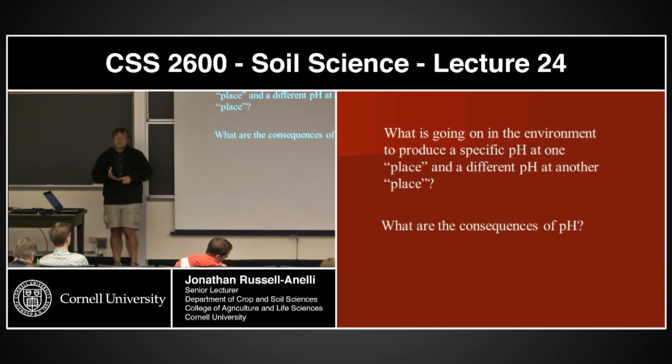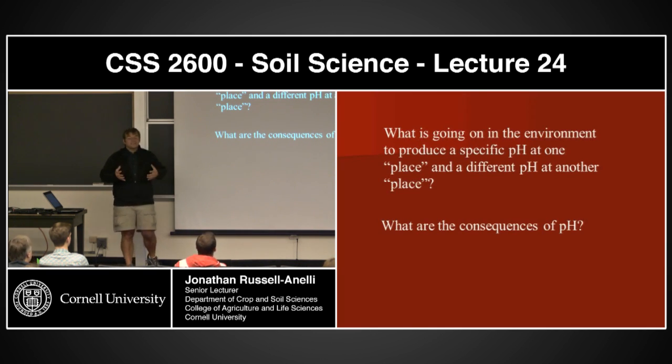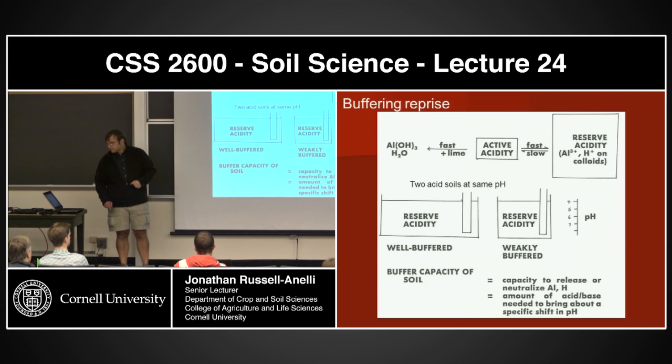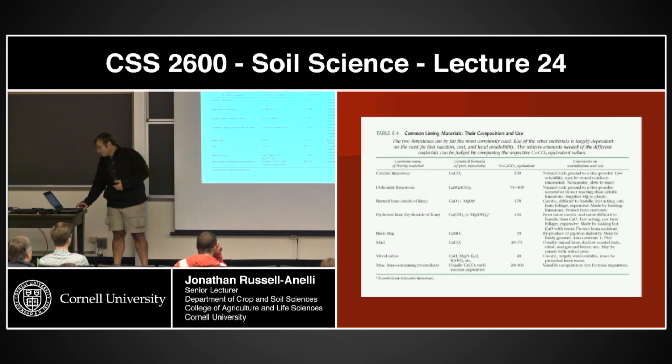So we've been asking where does the proton come from, or where does the acidity come from, and we've also been asking, what's the distribution? Okay? So the next thing I'd like to ask is what is going on in the environment to produce a specific pH at one place versus another, and what are the consequences of that pH? Okay, so we don't have to do the buffering reprise because we just basically did it.